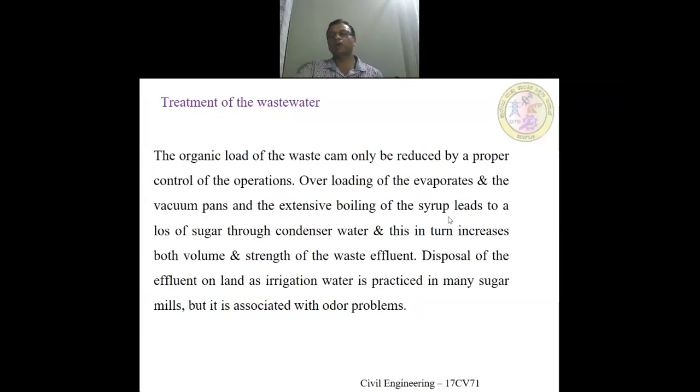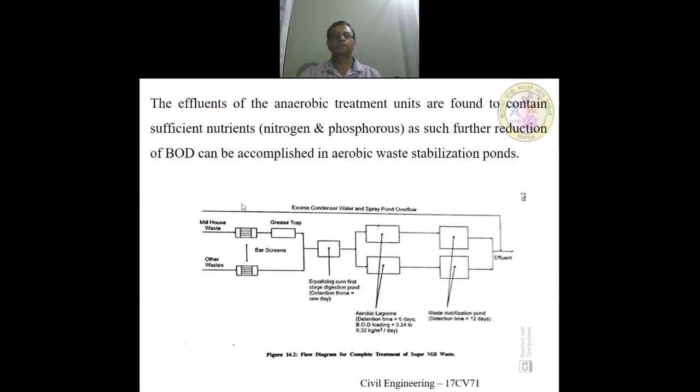The overloading of evaporators and the vacuum pans and the extensive boiling of syrups lead to a loss of sugar to the condensed water, and this in turn increases both the volume and strength of the waste. So if we concentrate the sugar level here, then the volume and strength of the effluent increase. Disposal of the effluent on the land as irrigation water is practiced in many sugar mills, but is associated with an odor problem because of the high amount of sugar in the wastewater.